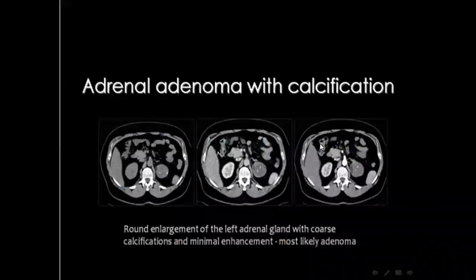Adrenal adenoma with calcification. With CT scan, we see rounded enlargement of the left adrenal gland with coarse calcification and minimal enhancement. Most likely, it is an adenoma.